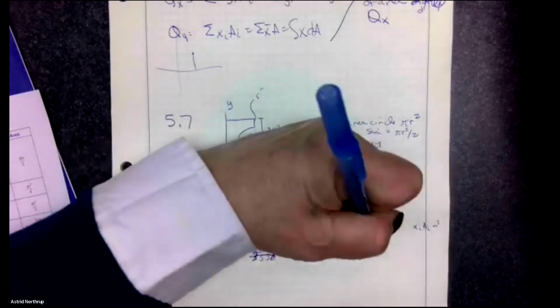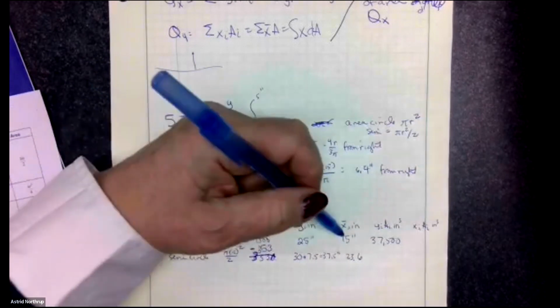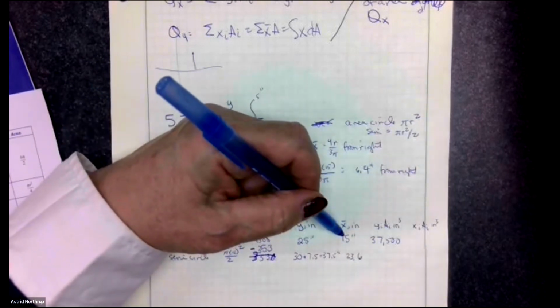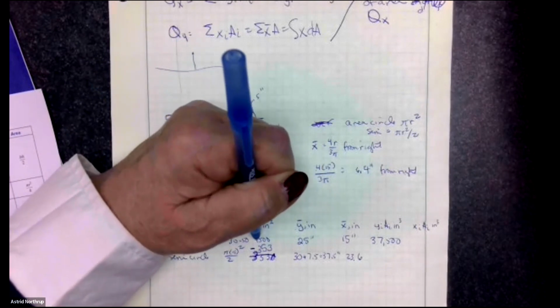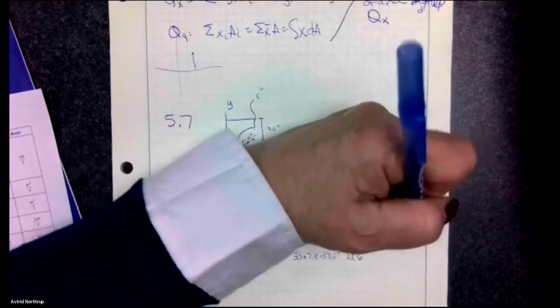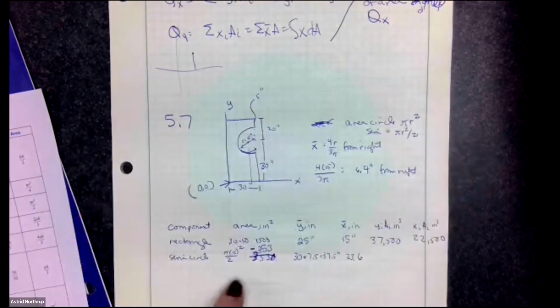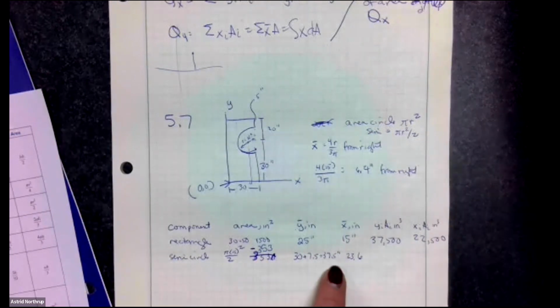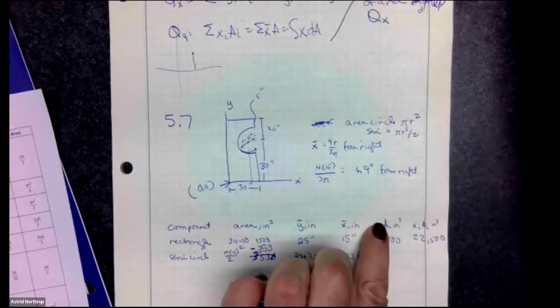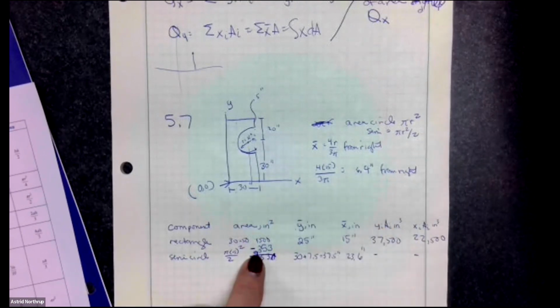And that number is 37,500. X bar i is 15 times 1500. So that number is 22,500. Now here, when I multiply the area, I'm going to be multiplying a negative times a positive. So in each case, these two numbers are both going to be negative because they're positive times a negative.